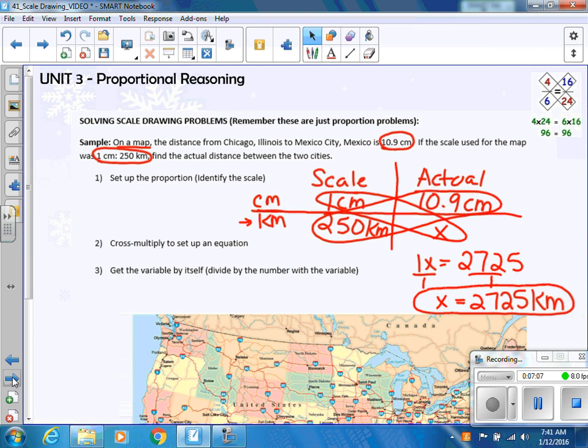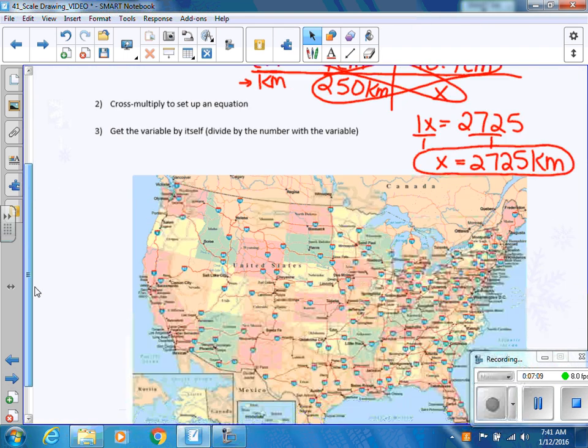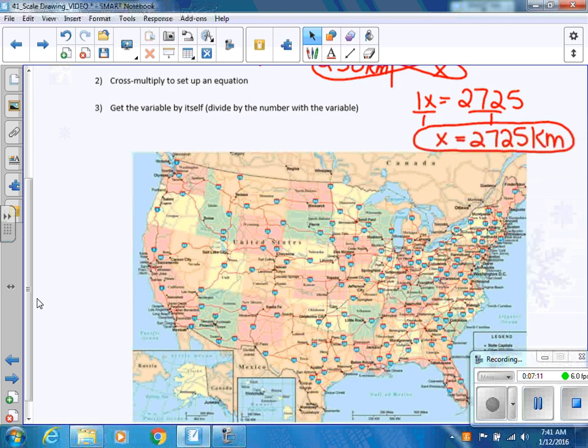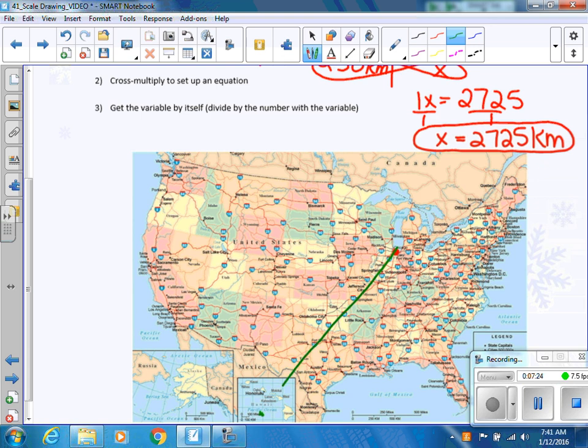And what I wanted to show you down here below, we have Chicago, for those of you that have never been there, is right here. And Mexico City is all the way down here. You can't see it, but it's in the middle of Mexico. So we're talking about driving all the way down here. So that's what we're saying. It's going to be 2,225 kilometers.